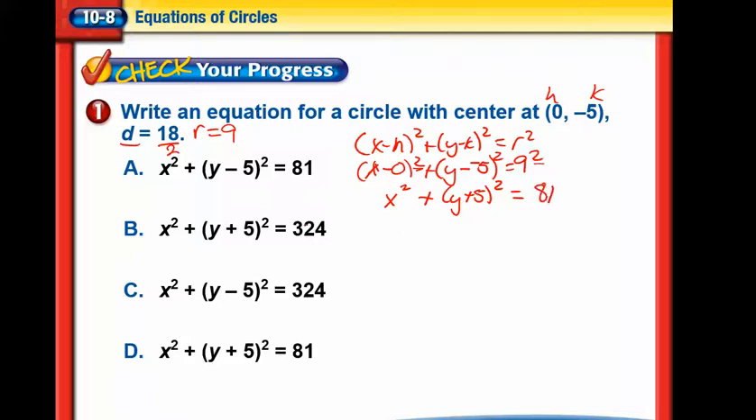81. So now we go and we look, do we see anything that looks familiar or looks similar to that? Yep. Choice D does. And there you go. That is the correct answer. So hopefully you got it right.